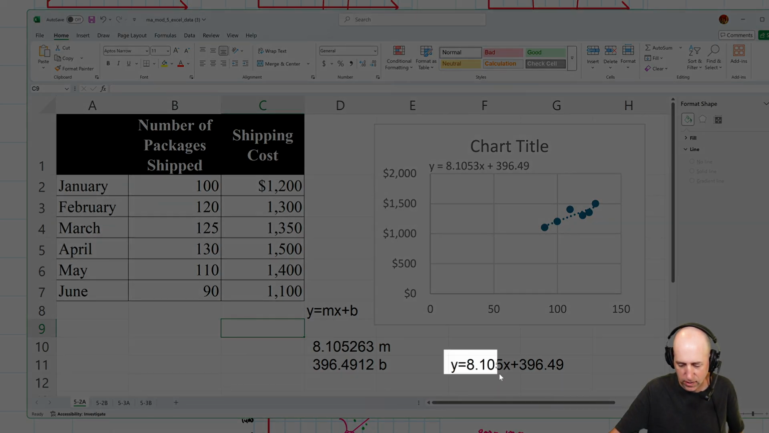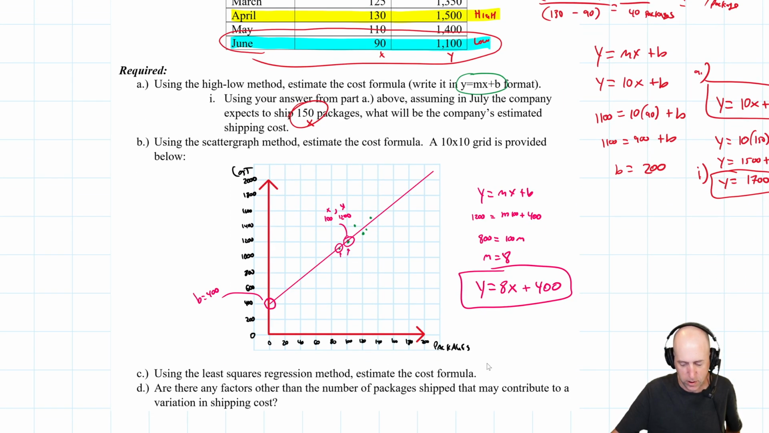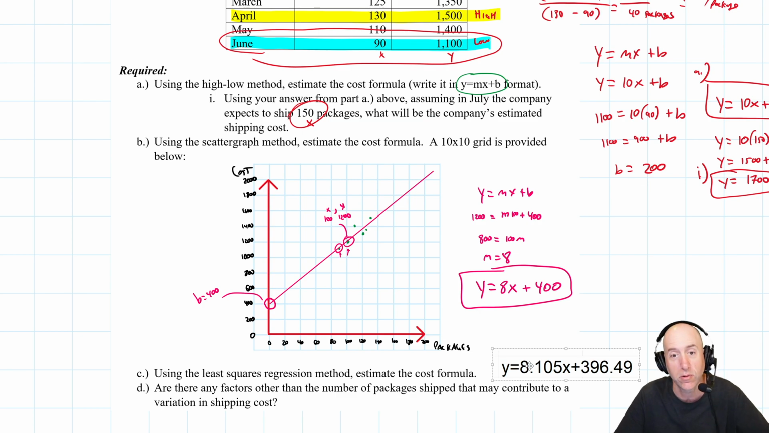That is the answer. And good news was we did a good job on our scattergraph. I don't always do so well, but you can see my scattergraph answer is quite close to the better answer here, the least squares regression method answer. So it's not that hard when you get Excel to do the work. We'll do part D, and then I'll show you how, if I had to do that least squares regression by hand, I would do it and the math behind it.